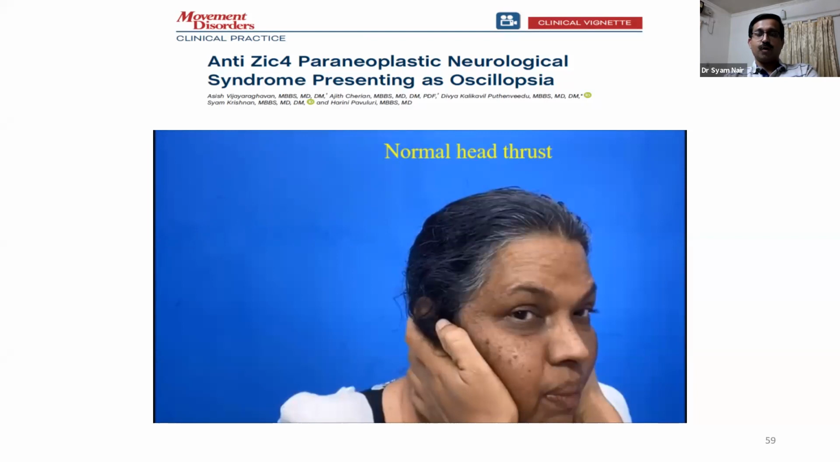Normally, the gaze should remain fixed on the finger itself because the vestibulo-ocular reflex is normal. So in those with a normal vestibulo-ocular reflex, the gaze will remain fixed on the finger, the target, in spite of the head being moved to one side or the other. But in those with impaired vestibulo-ocular reflex, the gaze drifts away, and with a catch-up saccade, it again comes back to normalcy. This is the normal response.